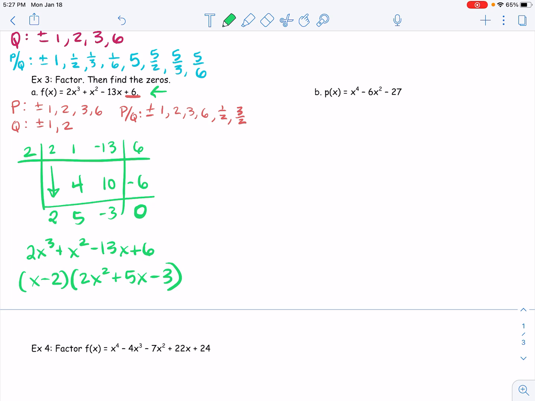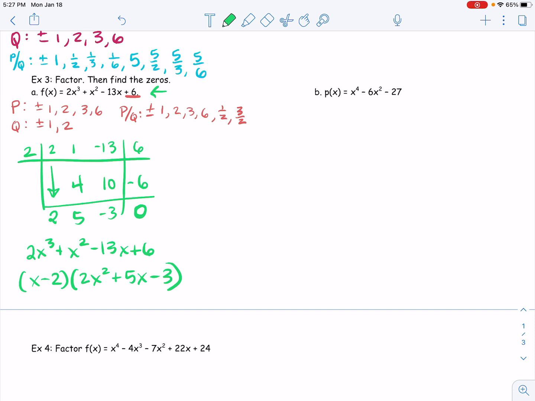Okay, so now I can't do anything with the x minus 2. That's all, okay? But that 2x squared plus 5x minus 3, I want to ask myself now, can I factor it? If I can, I factor like normal and go about my day. If I can't, I do this p over q thing all over again, and I'm going to get a new list of possible rational zeros just for that trinomial, okay? But let's look at it. 2x squared plus 5x minus 3.